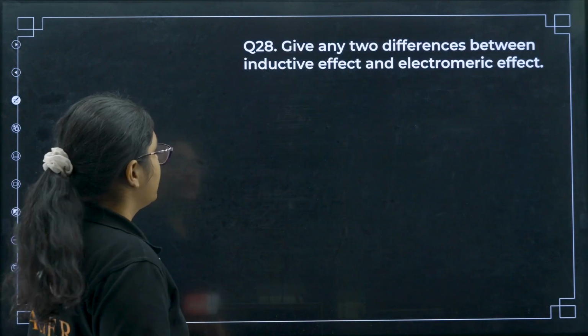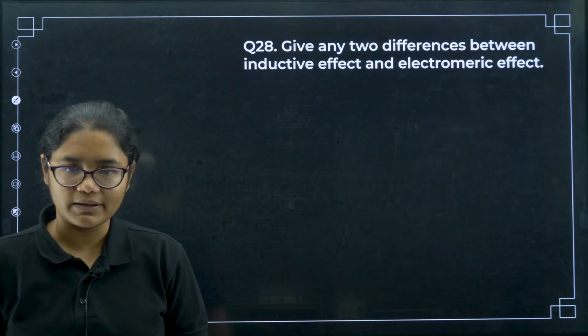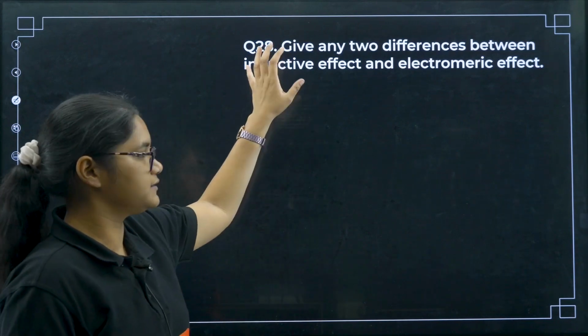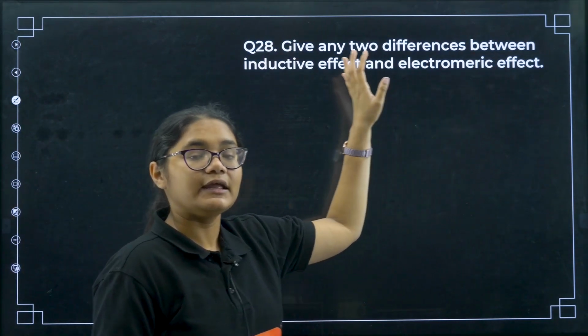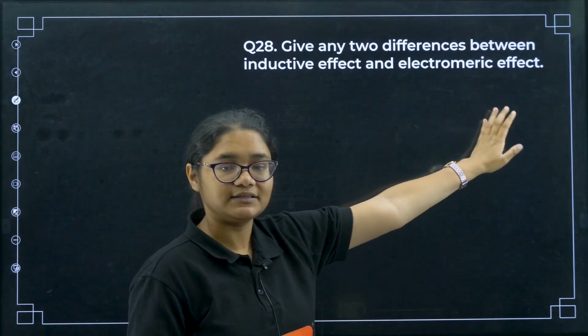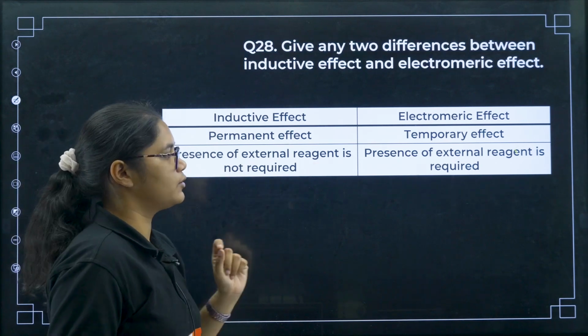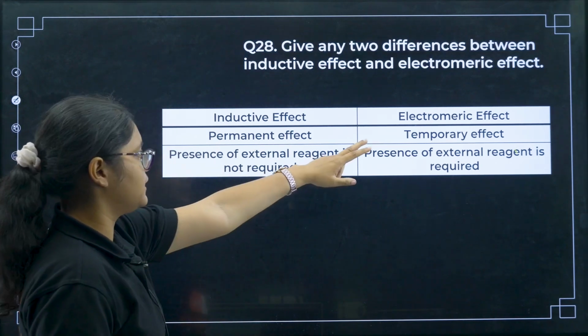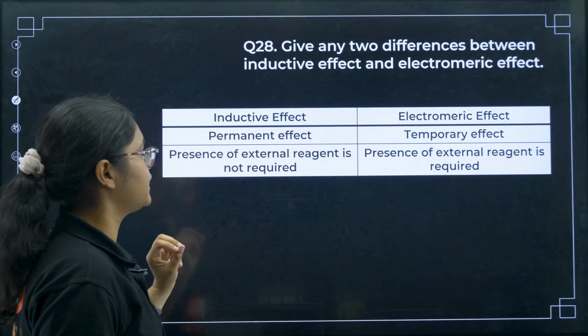Okay. Next, question number 28, two differences between inductive effect and electromeric effect. So you know, inductive effect is a permanent effect, electromeric effect is a temporary effect. It does not require the presence of any external reagent. Here we need some external reagent. Okay, so that is the difference I have written. You can also note down: here permanent, temporary, external not required, external reagent is required.